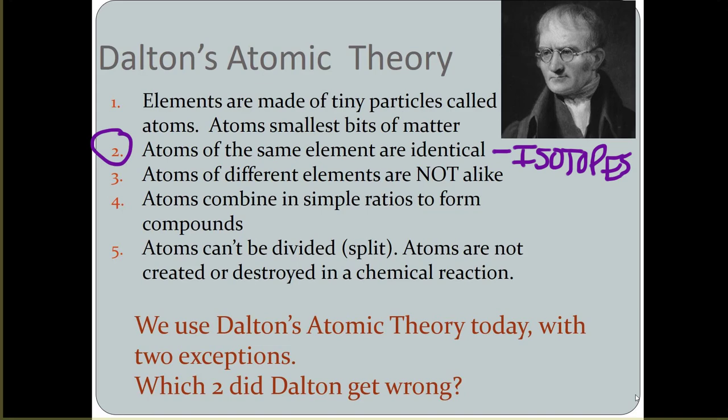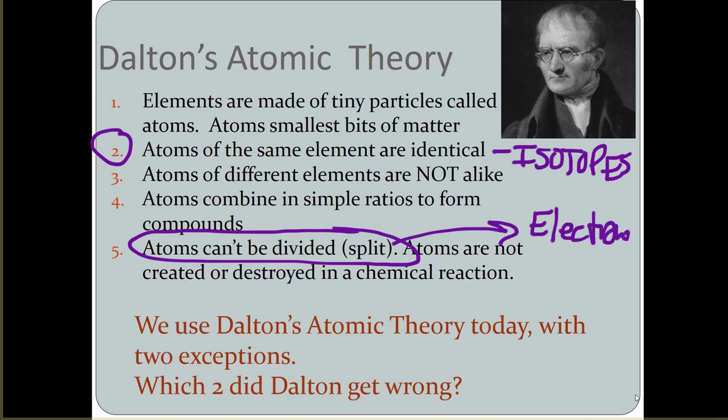The other thing that had to be changed was that atoms can be split. So later on, we found subatomic particles. We found electrons, protons, and neutrons. And so these subatomic particles we know form the atom today. So if we were to add isotopes to his theory and also know that we can split an atom and find those subatomic particles, then this is a very good atomic theory.